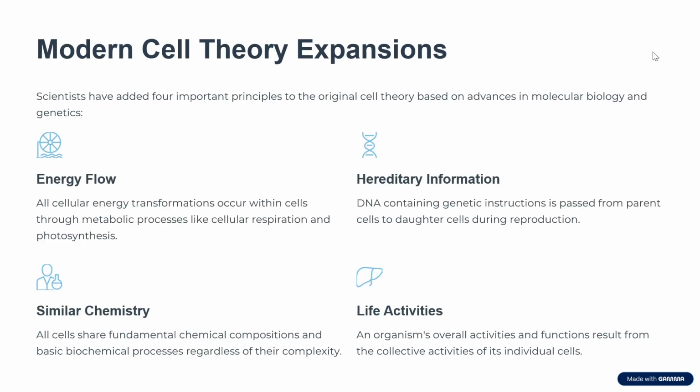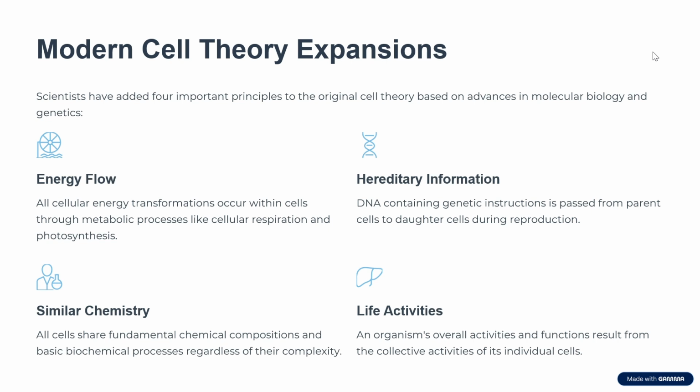Okay, then modern cell theory came. So the modern addition: cell equals mini factories. They make energy. This energy will be used for respiration, for photosynthesis, for excretion, everything. So they have energy flow, they have hereditary information. Inside the cell, DNA will be present, and this DNA has some information which passes from parents to the daughter cell during reproduction.